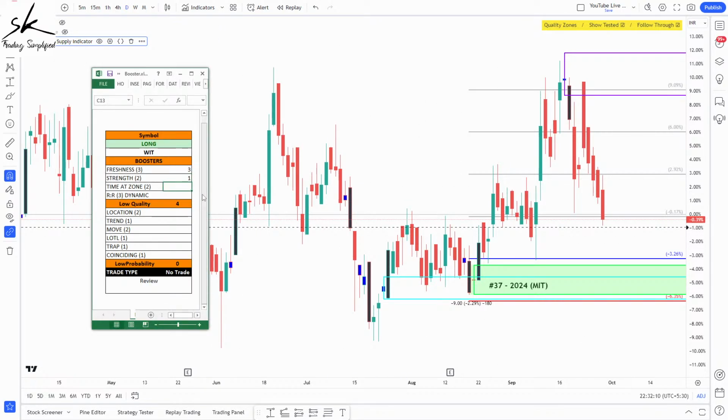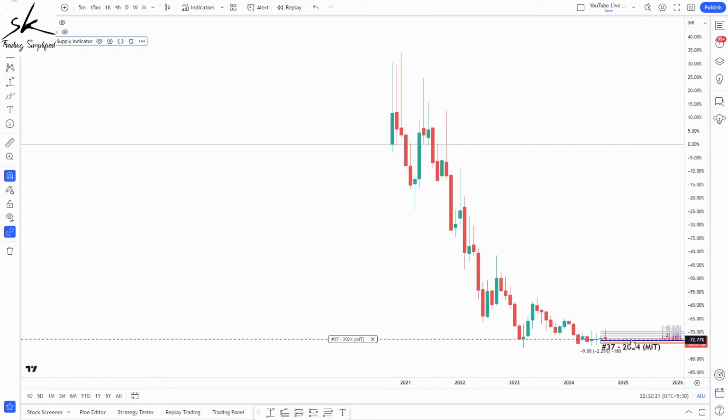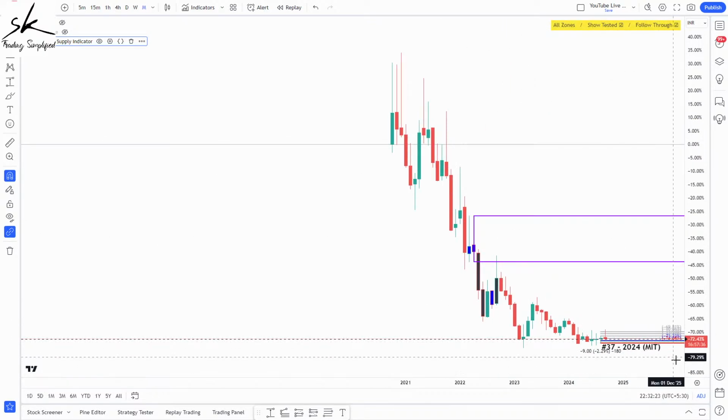Time at the zone, we only have one candle in the basing, gets a score of 2. Reward to risk ratio, we will be taking it as an assumption. Now, talking about location, so this is where we have a symbol which has been making all-time lows. So if a symbol has been making all-time lows, we know that it can further go down. Plus, we do have supply area, but we don't have demand no matter how far back we go.